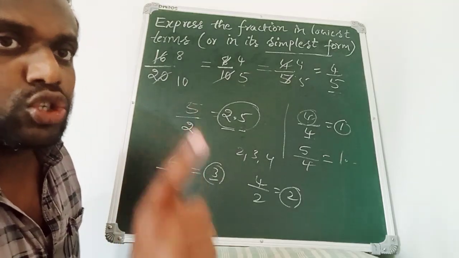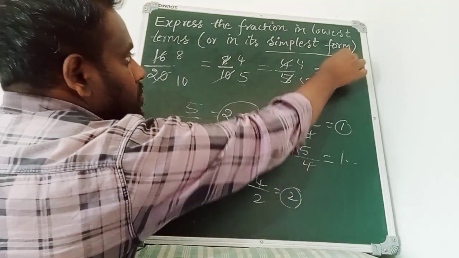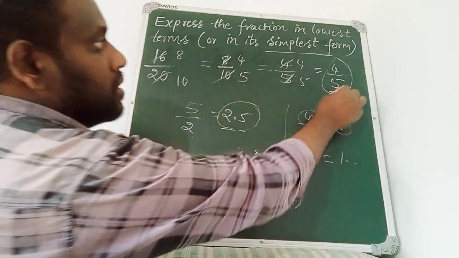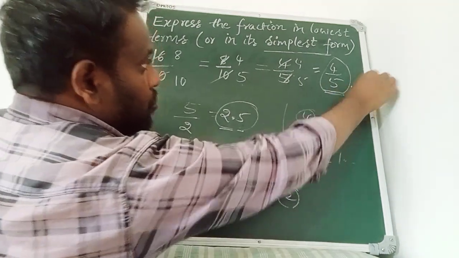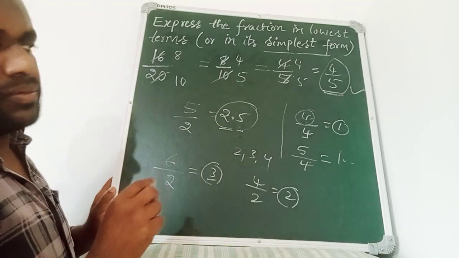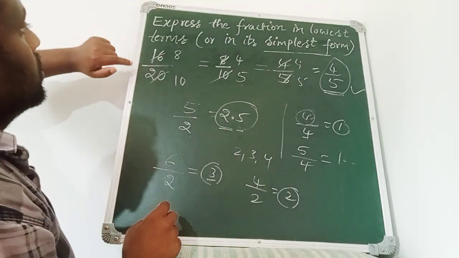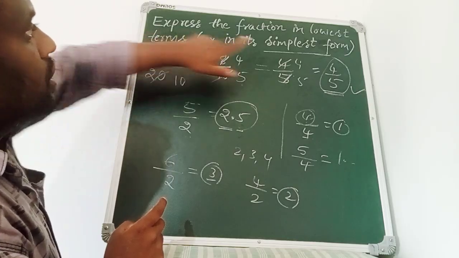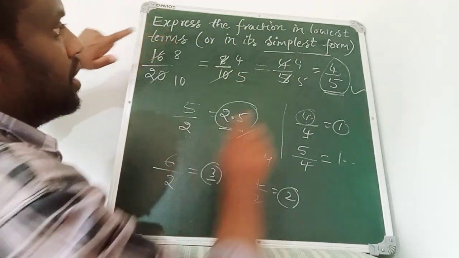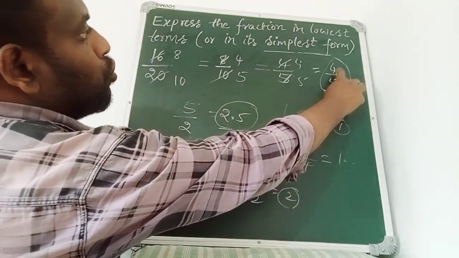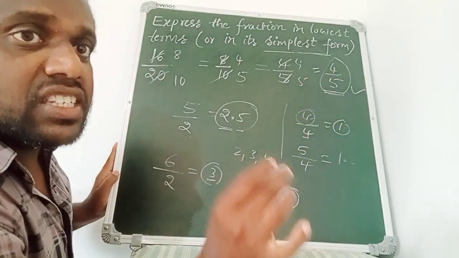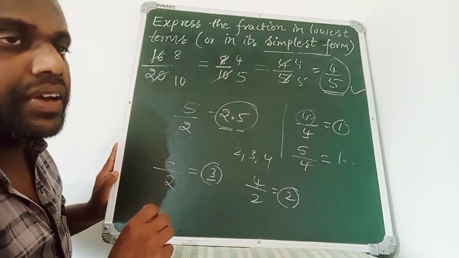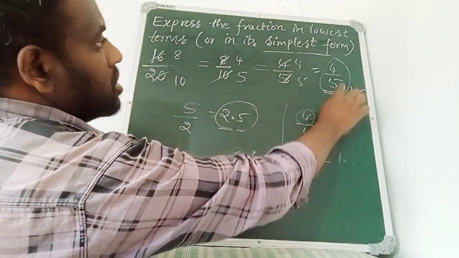So then you have to stop the division process here. Then this is the answer, 4 by 5. When you express the fraction 16 by 20 in lowest terms, we get this. So 4 by 5 is the simplest form of 16 by 20. So this is the answer, 4 by 5.